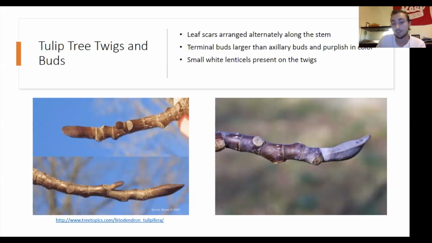And that is so that when it flowers and fruits, the fruits are wind dispersed, so they'll have more of a kickstart in falling since they're from a higher and more upright angle. And like our other two species, our leaf scars are arranged alternately, and you'll notice our little white dots, or lenticels, along the stem. And remember, those are gas exchange pores for our trees.